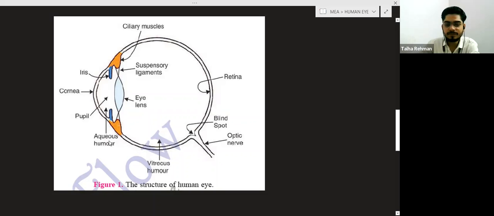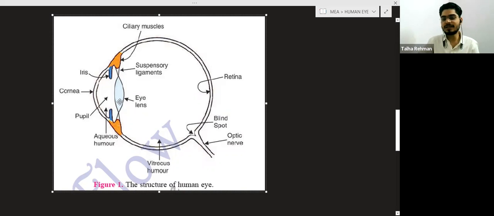a liquid type material is filled, that is known as aqueous humor. Aqueous means something which is made up of water. Aqueous solution, in chemistry you have seen aqueous solution. So here is aqueous humor. That thing is made up of water and protein and all that. I'm not going into biology, I'm just telling you the basic things. So aqueous humor is filled and this is made up of water, and this is the eye lens.